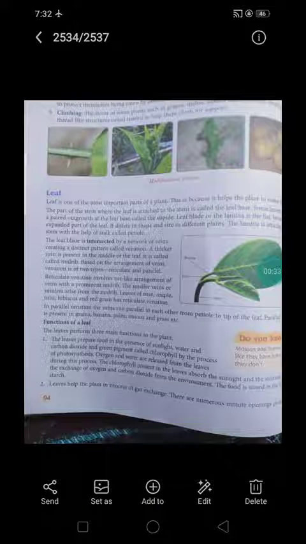The part of the stem where the leaf is attached to the stem is called the leaf base. Some leaves have a pair of outgrowths at the leaf base, called the stipules. The leaf blade or lamina is the flat expanded part of the leaf. It differs in size and shape in different plants. The lamina is attached to the stem with the help of a stalk, called the petiole.